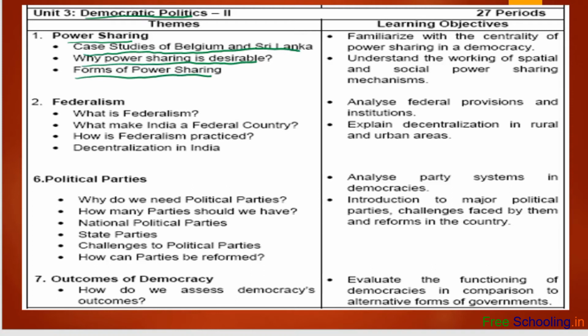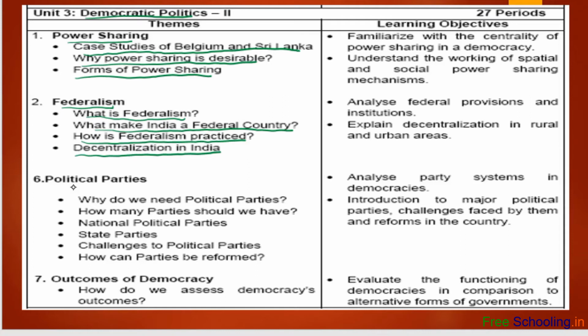Moving on to the second chapter, we have Federalism. First topic, what is federalism? Then we have what makes India a federal country, and then how is federalism practiced. Last is decentralization in India. So these are all the topics that are going to be covered in the chapter Federalism.